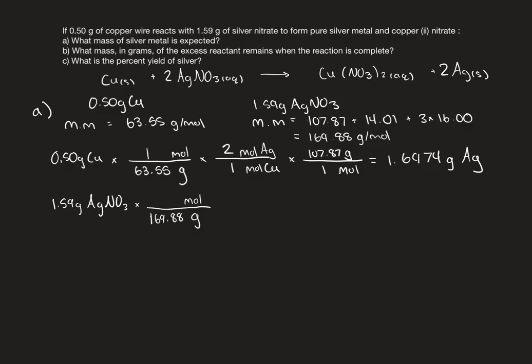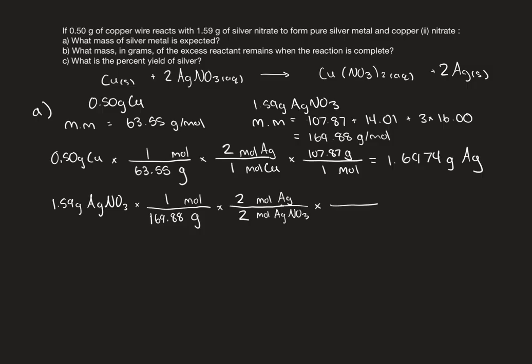169.88 grams per 1 mole. To convert to moles of silver, we're going to use the mole ratio. So we have moles of silver nitrate in the denominator, so they cancel, and moles of silver in the numerator. We read the balanced chemical equation. We see that 2 moles of silver nitrate react to form 2 moles of silver. So we add that in our mole ratio.